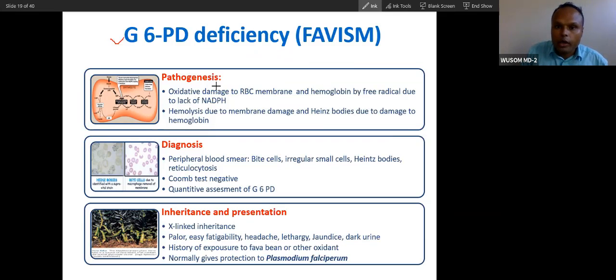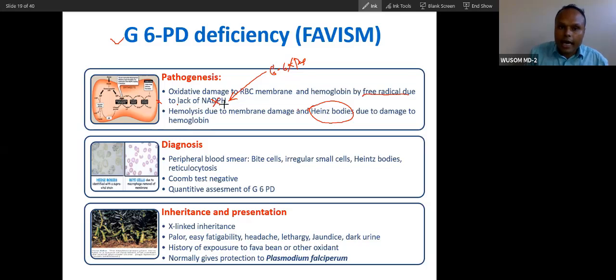Now pathogenesis we have already done, because this RBC is exposed to oxygen. There is a very high amount of oxygen, so there is a chance of production of free radicals. So free radicals will be neutralized by NADPH, and because there is a deficiency of glucose 6-phosphate, there will be a deficiency of this, and then free radicals will not be neutralized, and because of that there is membrane damage. If there is membrane damage, the membrane ruptures, which means hemolytic anemia. So hemolysis due to membrane damage and Heinz body formation. You can see Heinz body formation is because of oxidative damage.